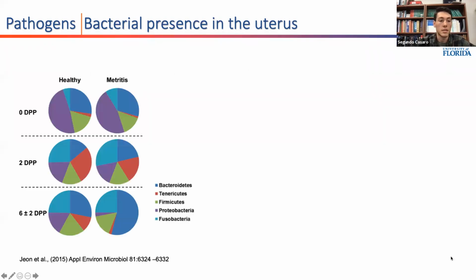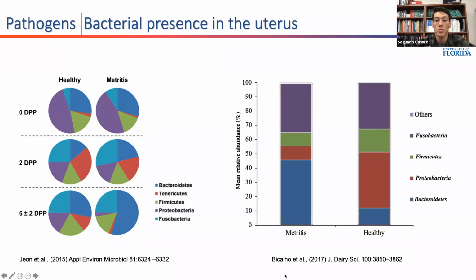Now, in this study that was conducted by Jeon in 2015, they also used metagenomic sequencing of the 16S ribosomal RNA gene. And as you can see here, the bacterial abundance is similar between healthy and metritic cows on the day of calving up until 2 days postpartum. After this, it deviates in cows that develop metritis, in detriment of Tenericutes and Proteobacteria, as you can see here and here, and with an increase in Bacteroidetes. They did not find an increase in Fusobacteria, nor a change in Firmicutes. And Bicalho in 2017 also analyzed the microbiome of the uterus, but just on the day of metritis diagnosis.